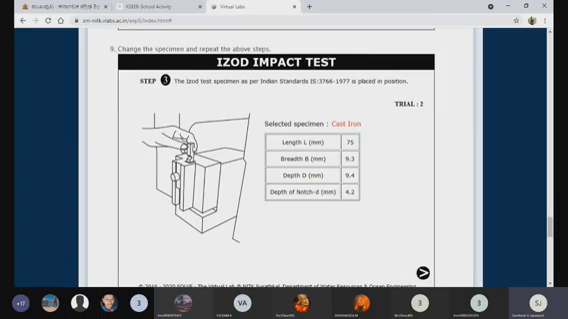Yes, 10 into 10 will be 100, but you don't take 100 because that will be the overall area of the sample. You don't take the overall area. You need to take the effective area of the sample. Why? Because we have already removed 2 mm with the help of the hacksaw blade, right?